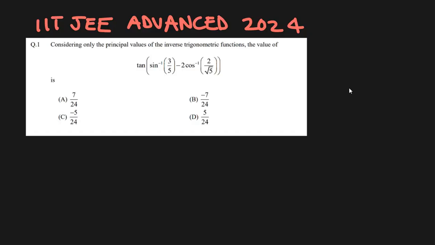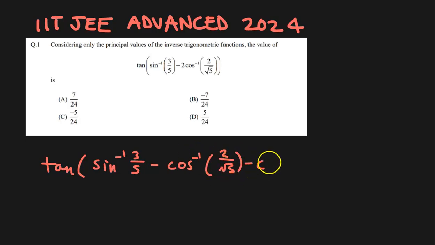The first step that we can do is to break the -2 arc cosine 2 over root 5 into something that's a little bit more manageable. So we'll keep everything else the same. And now instead of writing this as 2 cosine inverse, we'll write negative cosine inverse and then another negative cosine inverse.